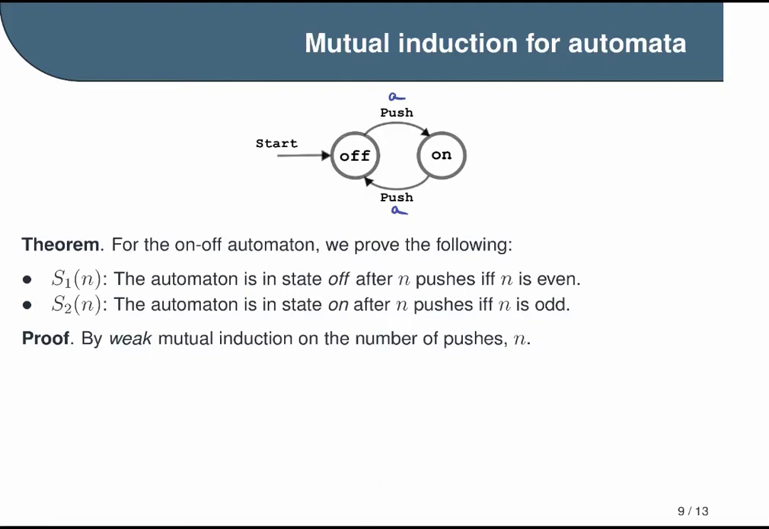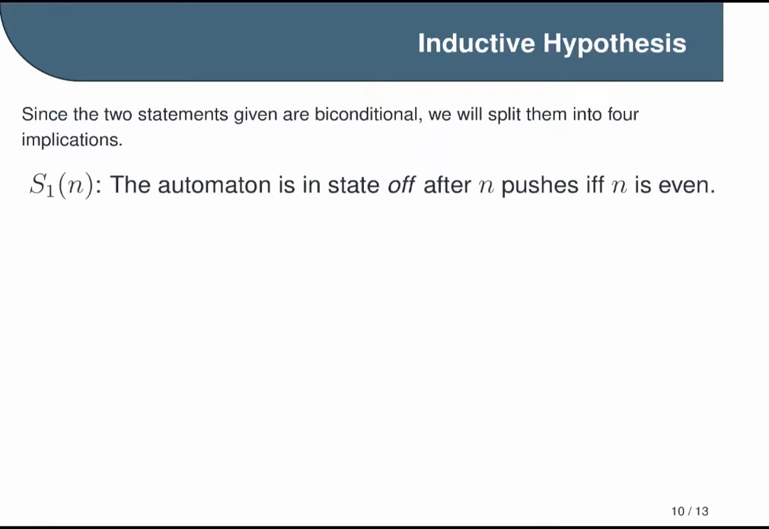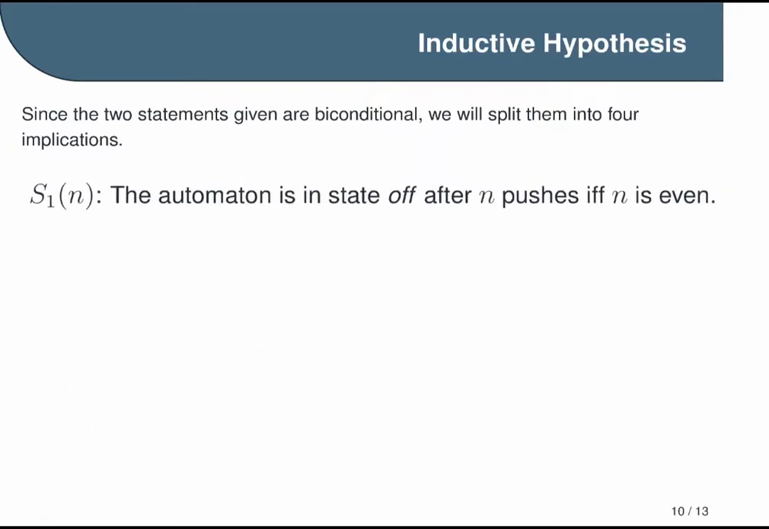Now, we have already given a statement of our inductive hypothesis. Our S sub 1 and S sub 2 of n is the inductive hypothesis. However, in this case, it is convenient to break these statements down a little bit further. Namely, because they are biconditional statements, they are if and only if statements, it will be helpful to us to split them into their if and only if portions. This is probably something you know how to do already, but I will just run through it for review. We'll start with our statement S sub 1 of n, and the full statement is the automaton is in the state off after n pushes if and only if n is even.